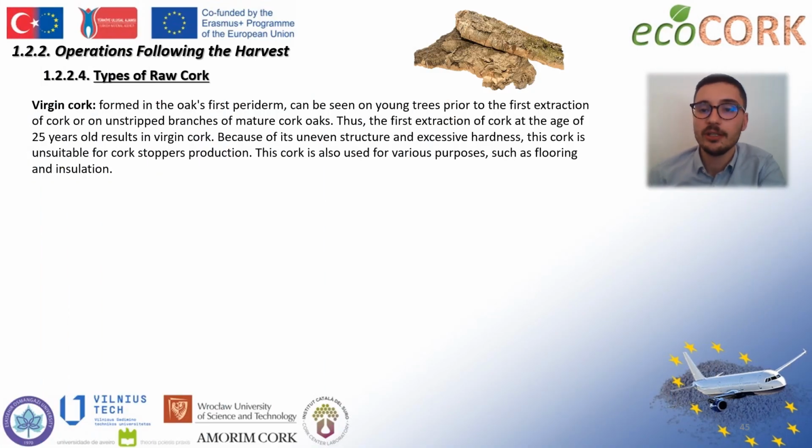Virgin cork is made in the oak's first periderm and can be seen on young trees before the first cork is taken, or on mature cork oaks with branches that have not been stripped. So, the first time cork is taken from a tree at age 25, it is called virgin cork. This cork cannot be used to make cork stoppers because its structure is uneven and too hard.